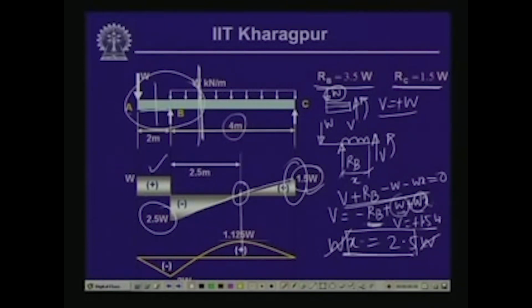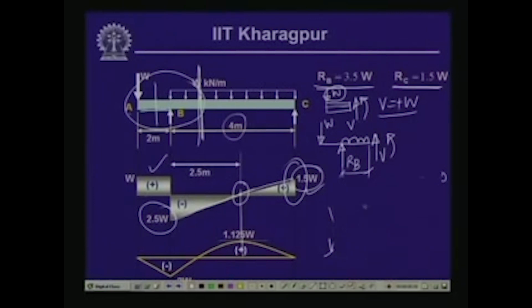Now, if we compute the value of the bending moment for different segments, taking the moment from this particular free body diagram, you see M is equal to W times X. Now, M and W are in the same direction, so M is equal to minus W times X. Now, when X is equal to 2 meters, M is equal to minus twice W. So, this is what is indicated over here. The magnitude of this moment is twice W.